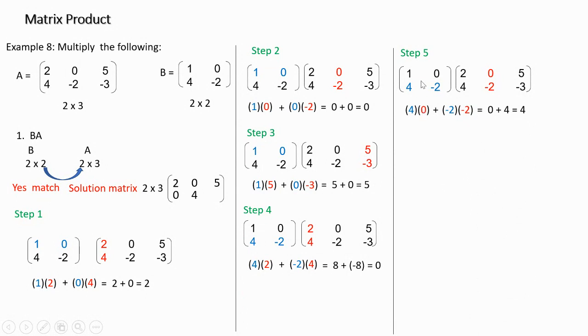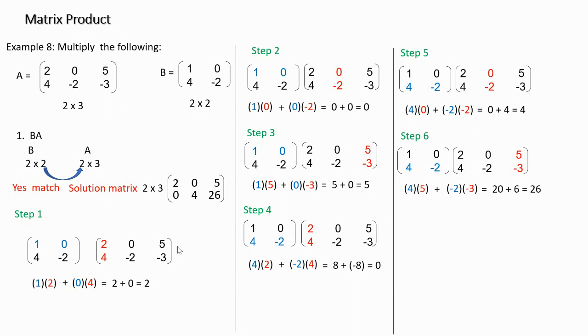And lastly, at step 6, I'm going to multiply the second row times the third column. And 4 times 5, plus negative 2 times negative 3. That will give us 20 plus 6. The answer is 26. So 26 goes on that slot there. Okay. That's how you do multiplication.